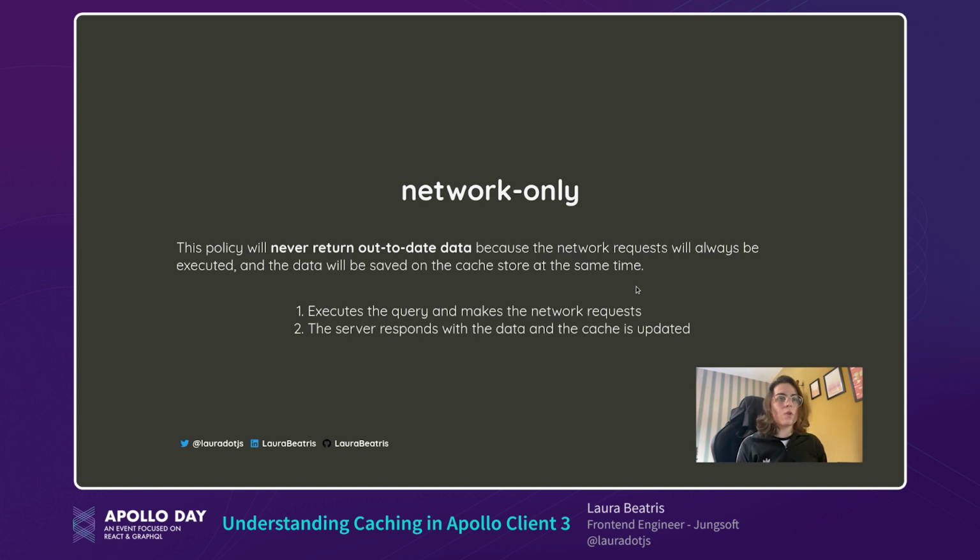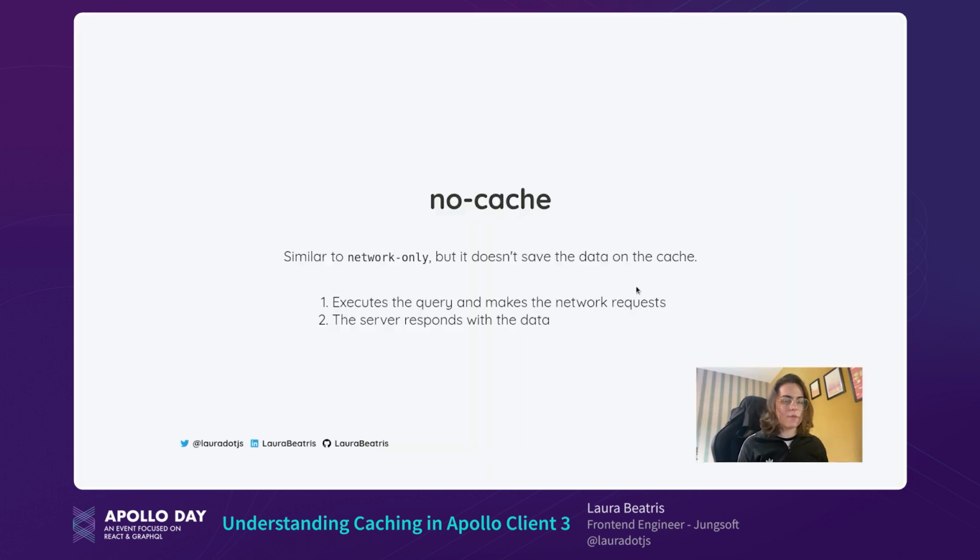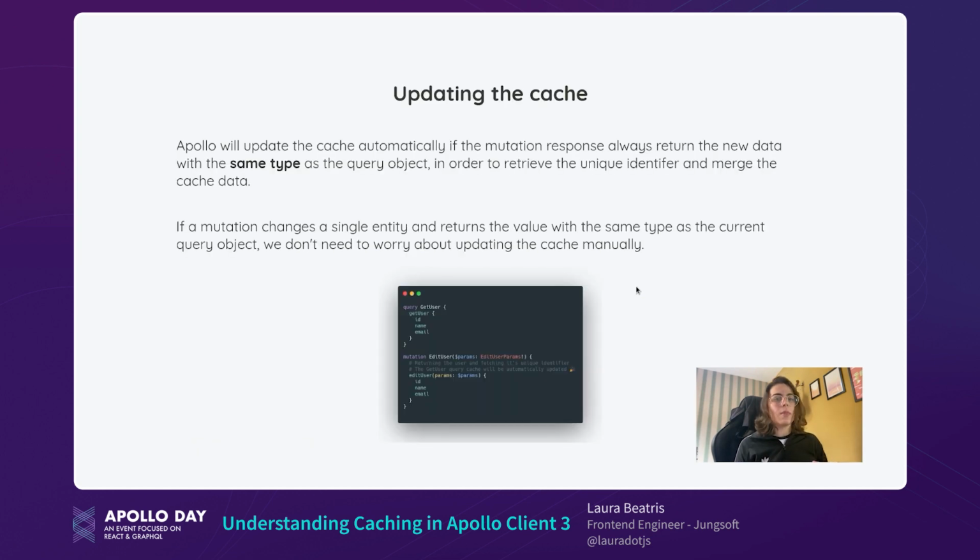And the next one is no-cache. No-cache is really similar to network-only, but it doesn't save the data on the cache, so you can't reuse it later on. It's going to be pretty straightforward. It's just going to execute the query, make the network request, and the server responds with the data. But there are some situations where we have to update the cache, right?